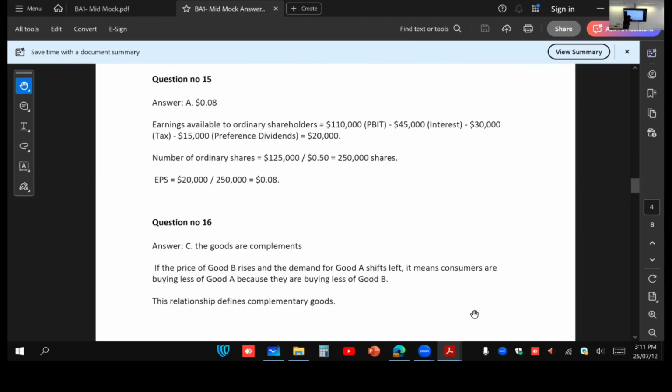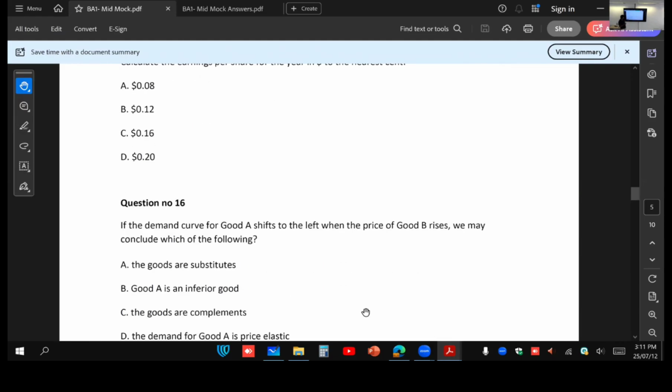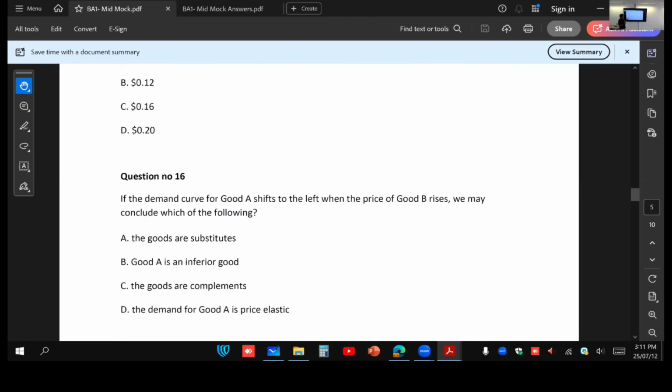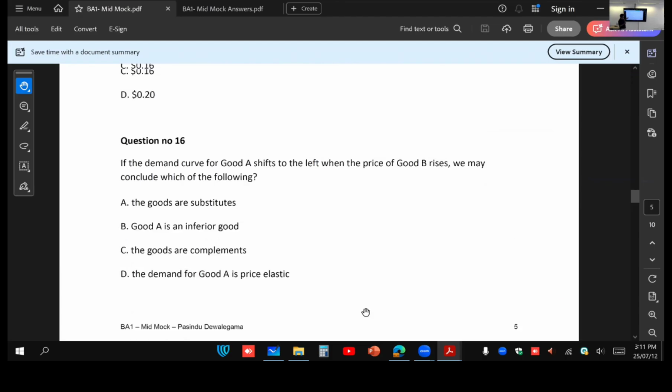This is also the same. Good. If the demand curve for good A shifts... so then I don't have to explain it again, no? Entire 15 I have done. This question was also there, no? Demand curve for good A shifts to the left when the price of good B rises. Slightly different, right? In the answer sheet it was a complementary good, and they have asked what's the type of good right here.